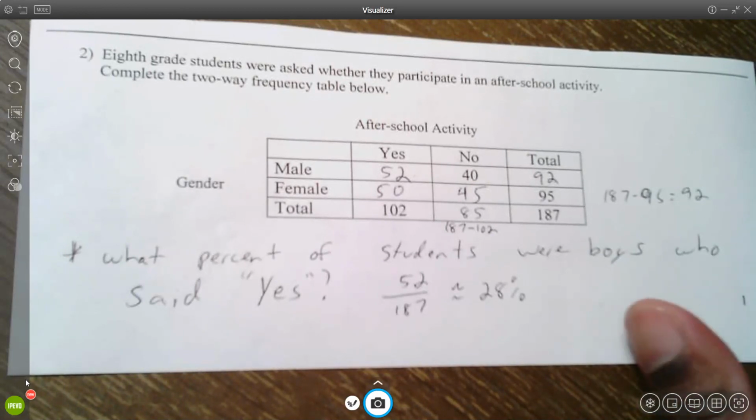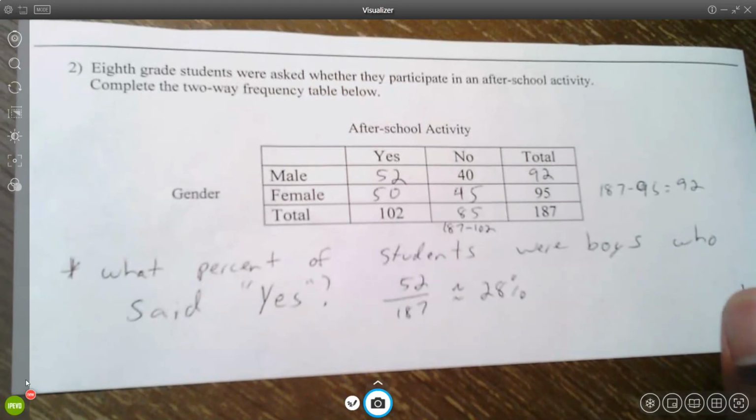So that's how we do two-way frequency tables. We fill in what we know about it, and then you try to finish it from there.